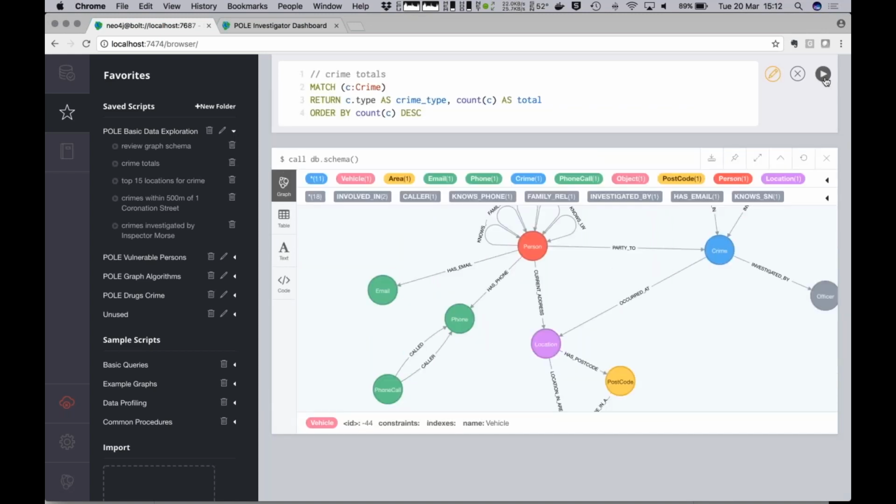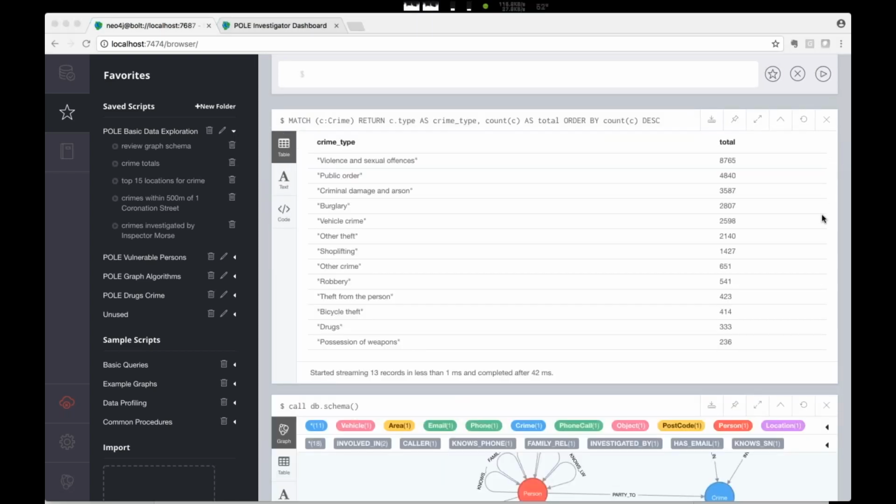So again, just to review some of the data that we have in the database in terms of crime types. The top crime for Manchester in the month of August 2017 was violent and sexual offenses, followed by public order, criminal damage and arson, and so on down the line to possession of weapons, which was the smallest number of crimes at 236.